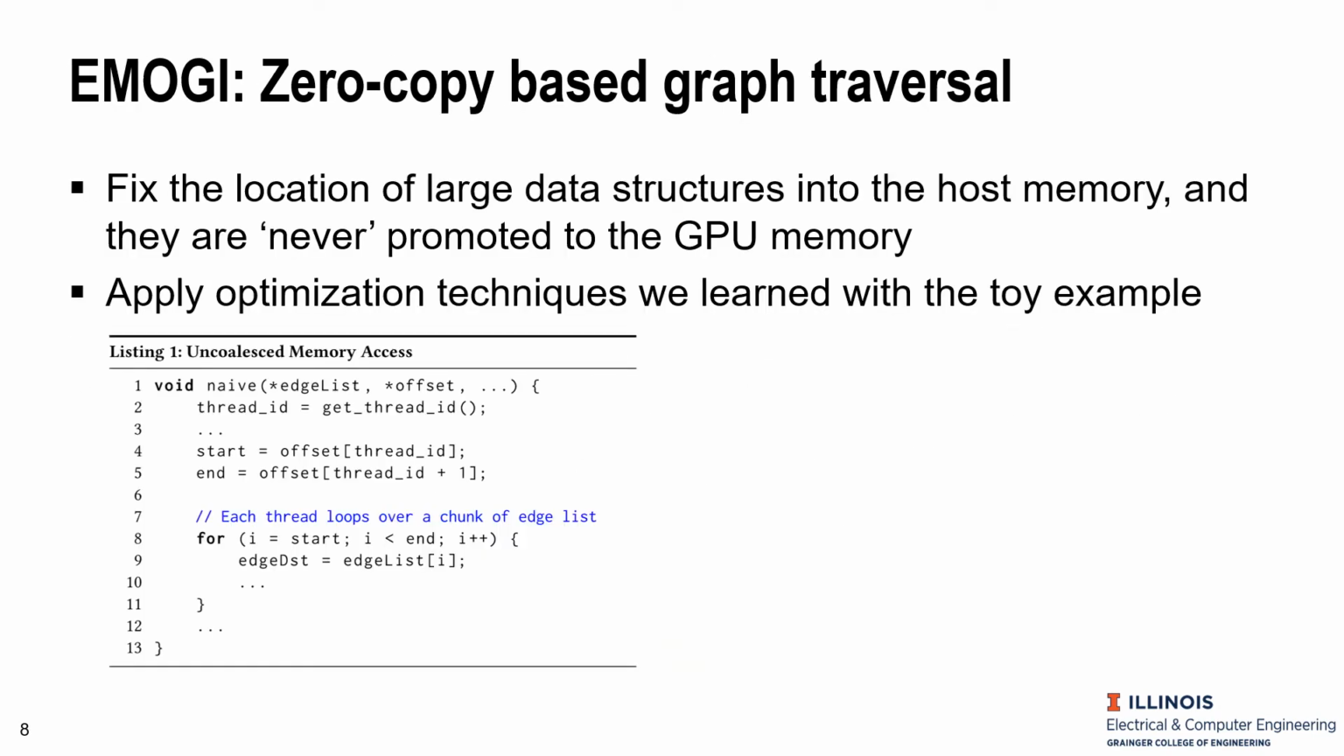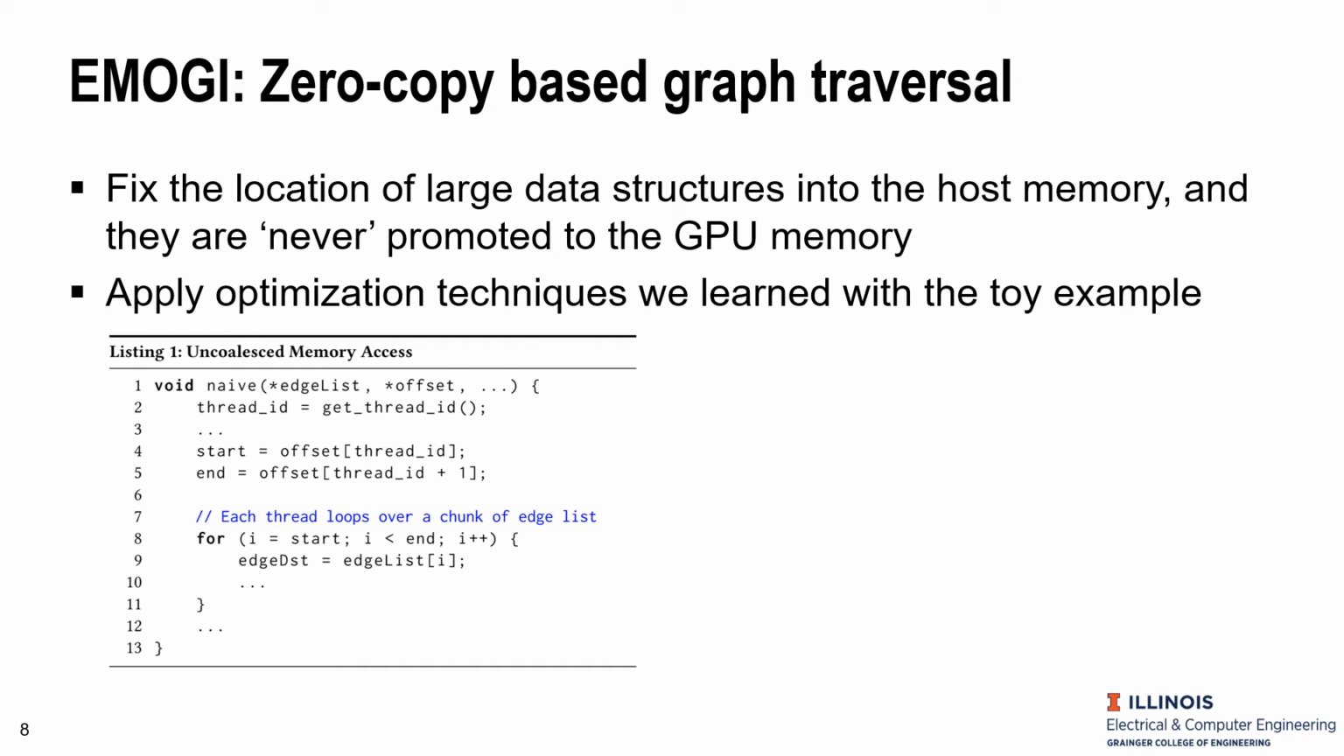Now, based on our observation in the previous experiment, we implement a zero copy access based graph traversal algorithm, EMOGI. In EMOGI, we store the edge list of the input graph in the CPU memory, and it is never migrated into the GPU memory. All accesses to the edge list are done through zero copy accesses.